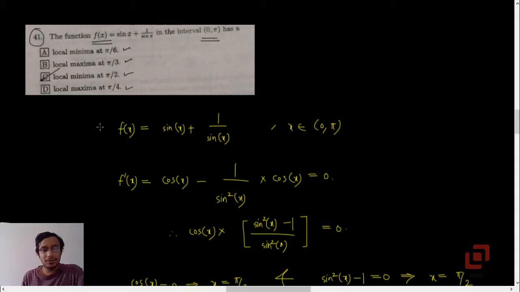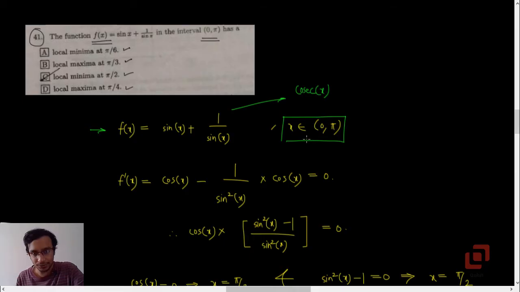Now to start with, we will first write down the given function f of x, which is sine x plus 1 upon sine x, and they have restricted the domain of this function. x belongs to the open interval 0 to pi. Now observe that 1 upon sine x, which is cosec x, is continuous throughout 0 to pi, because 0 and pi have been excluded, so there is no question of sine being 0 in this interval. So 1 upon sine x is defined everywhere.